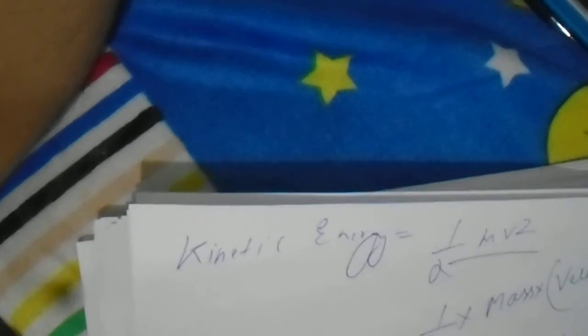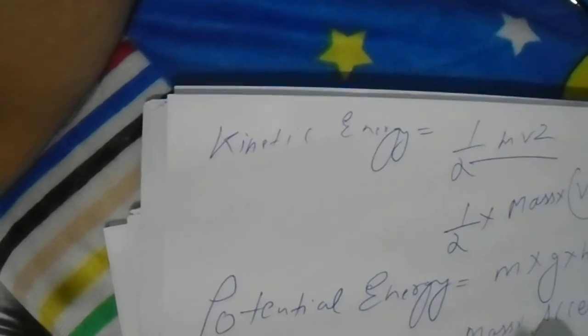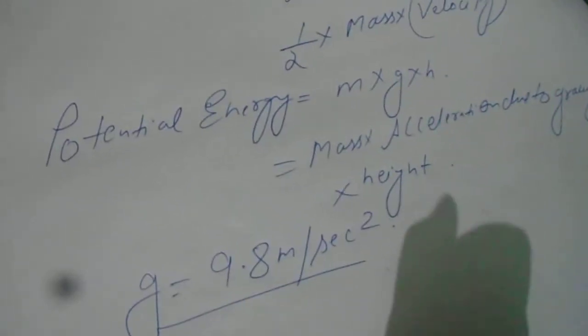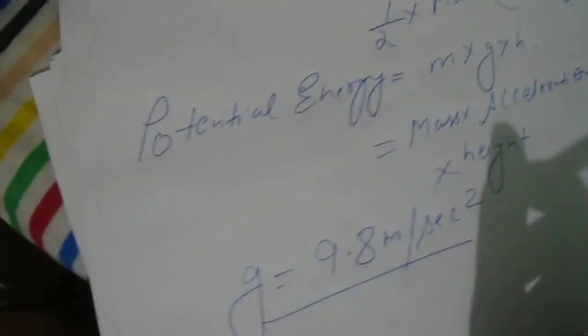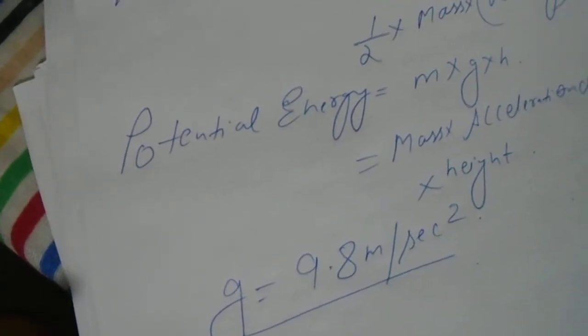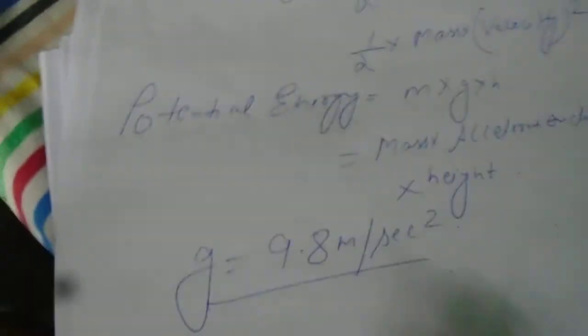multiply height. Acceleration due to gravity g is given as 9.8 meter per second square. This is the gravitational force exerted by Earth on each and every object. 9.8 meter per second square. These are the formulae for potential and kinetic energy of an object.